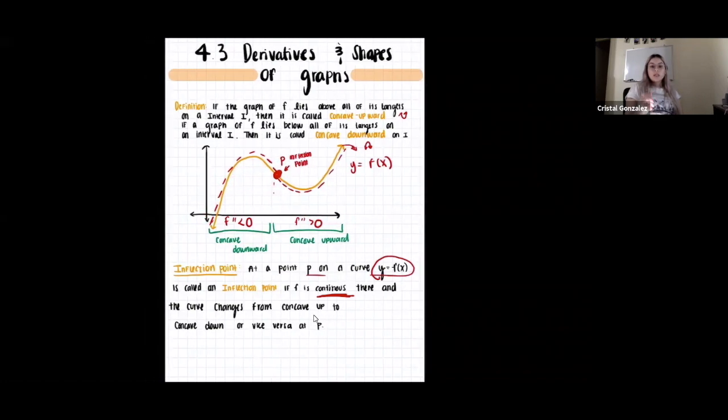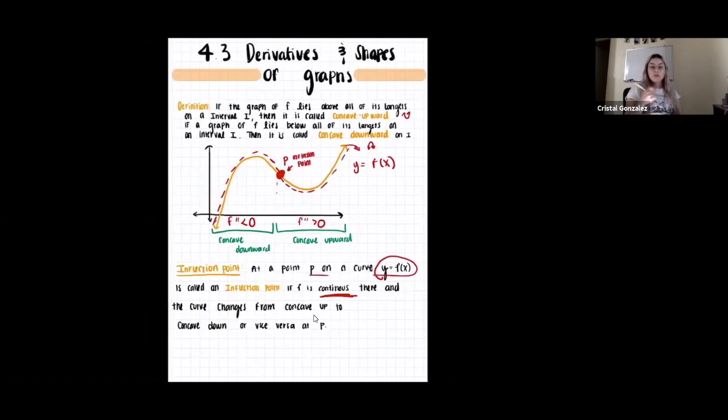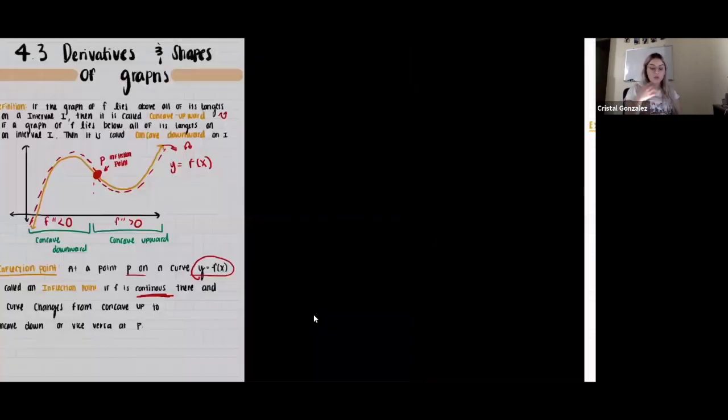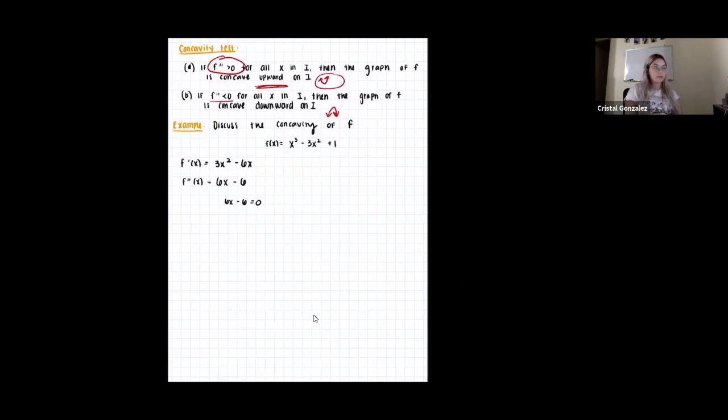So we need to test whatever point we get when we set the second derivative equal to 0 to see if there's anything like that happening. Because if there's not, let's say we test the second derivative and we get positive and positive, then that point is not a point of inflection, because a point of inflection is the point where it changes from concave downward to concave upward, or concave upward to concave downward. So we need to check and test that.